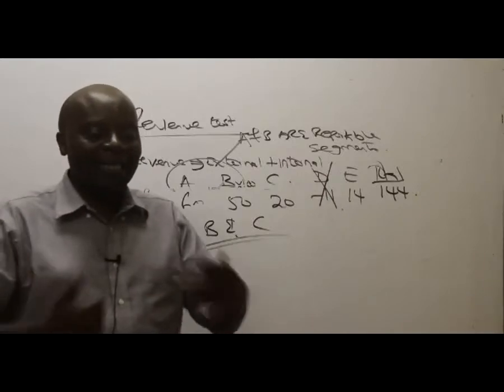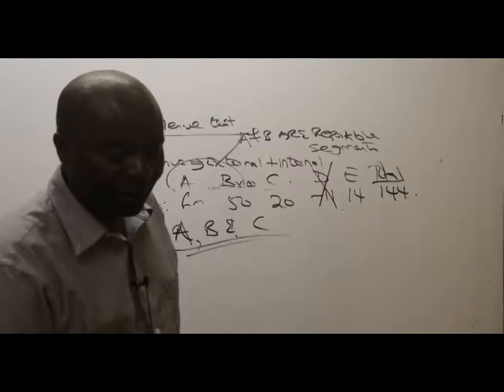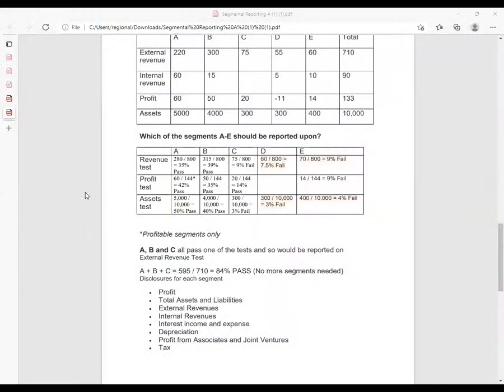How about assets? So the assets are here. The assets are very easy to get because I can see 5,000 out of 10,000, because I have the total there, right? So A is 50%, B will be 40%, right?